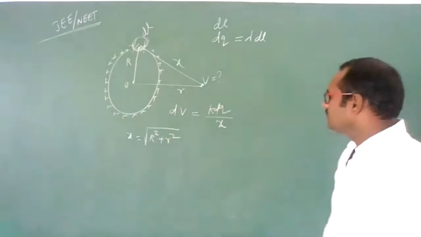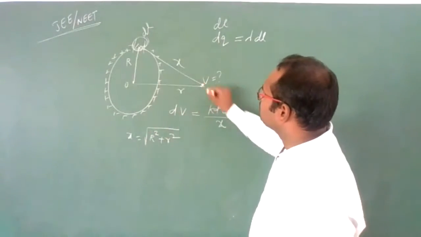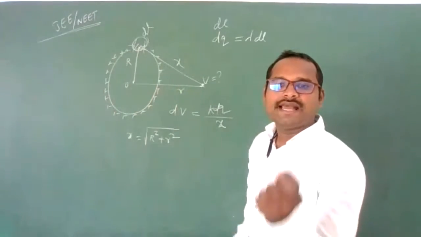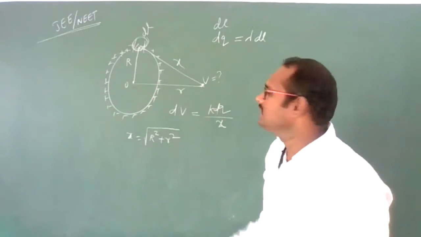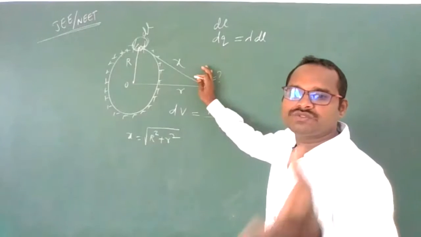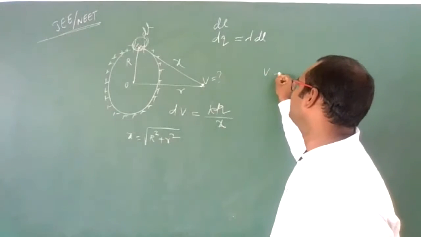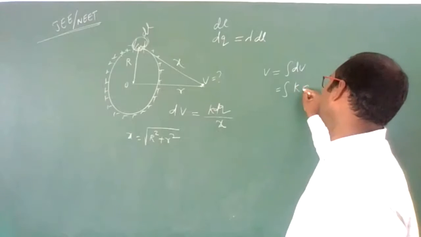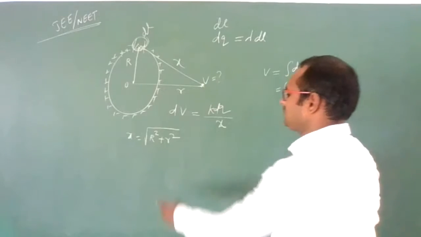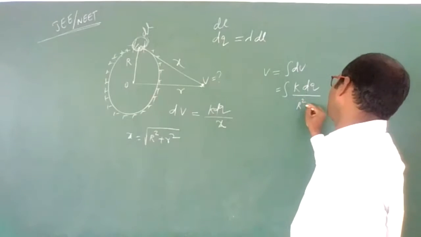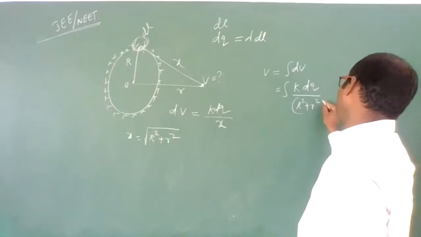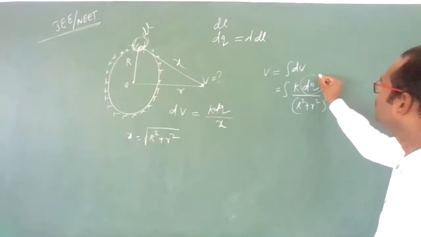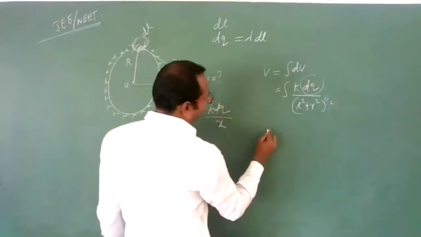Okay. Now, the potential at this point is due to all parts of the ring. As you know, potential is a scalar quantity, so we just need to add them as scalars. That means total potential can be given by the integration of dV, meaning integration of k dq by x. The x value is (R square plus small r square) whole power 1 by 2. Substitute the dq value, and you will get the answer.